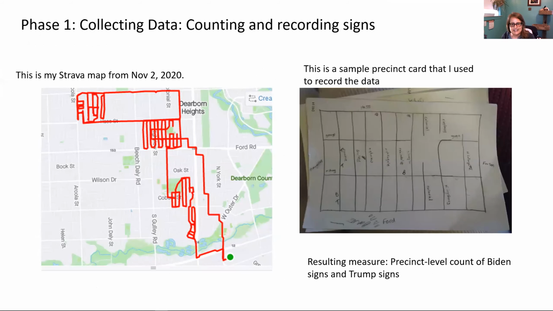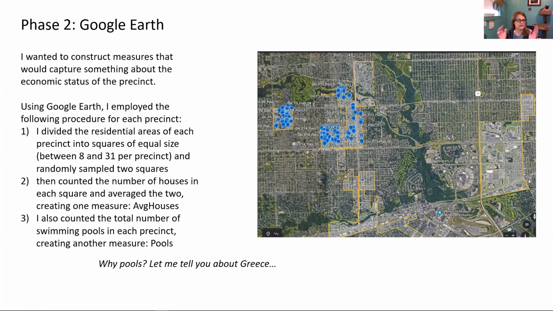These are just some artifacts from the first data collection, because it took a long time and it was pretty involved. So I just wanted to show my Strava map of the last bike ride I took. I canvassed 3.5 precincts on that day because the election was the next day. And on the right side, you see the precinct cards where I would write down where I'd been and where the signs were. The resulting measures are precinct-level counts of houses with Trump signs and Biden signs.